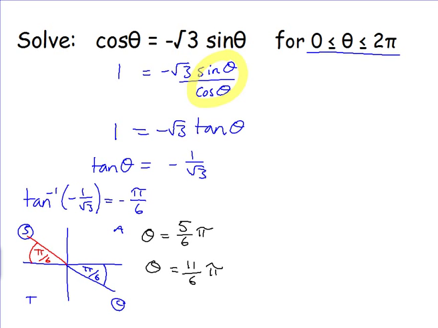If, for instance, the ranges of theta were between 0 and 4 pi, then we'd get two more solutions by going round the coordinate axes again.